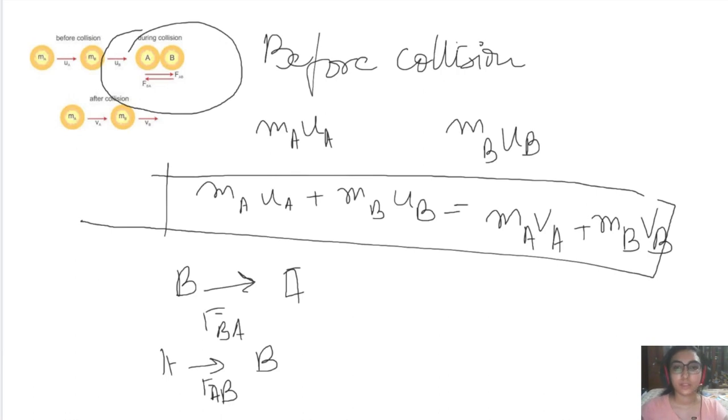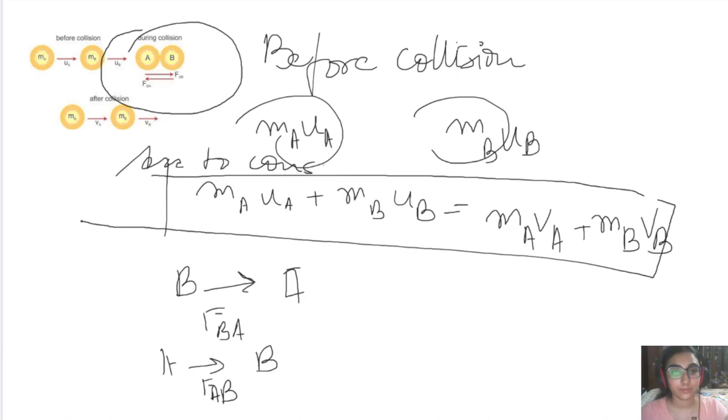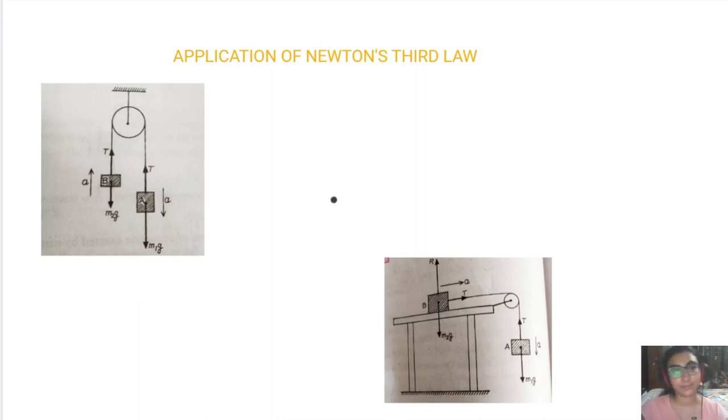For now, this is all you have to remember, like the derivation, and you also have to write the initial momentum of ball A, initial momentum of ball B, and according to conservation of momentum, this is the equation. Okay, let's go over to the next slide.